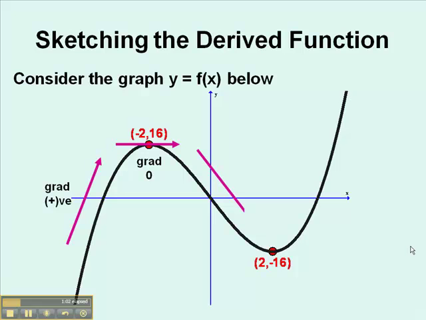As I go away from negative 2, going towards 2, in this region of the graph the gradient is sloping down, so my gradient is negative. At the point 2, minus 16, my gradient changes from sloping down to sloping up, so my gradient must be flat, or 0. As I go away from x equals 2, my graph is sloping up, so my gradient is positive.